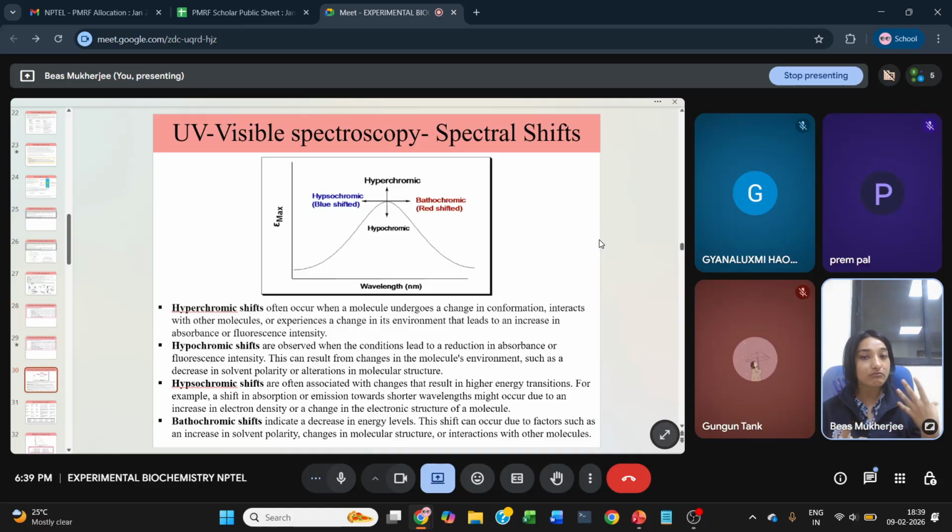So the wavelength of light that is higher than the initial wavelength is getting absorbed more. Okay, so why does that happen? This shift indicates a decrease in energy levels. This shift can occur due to different factors such as an increase in solvent polarity, changes in the molecular structure, or interaction with other molecules. That is when red shift or bathochromic shift happens.